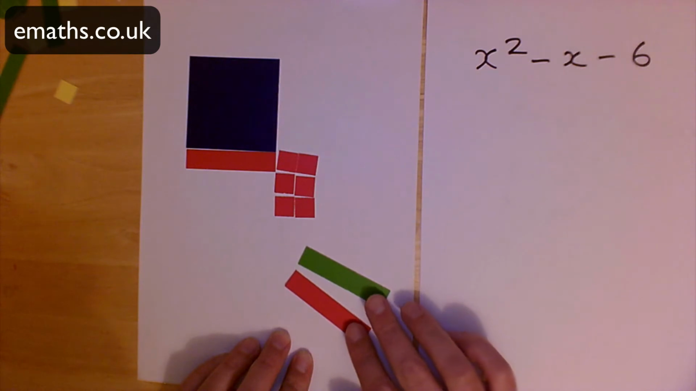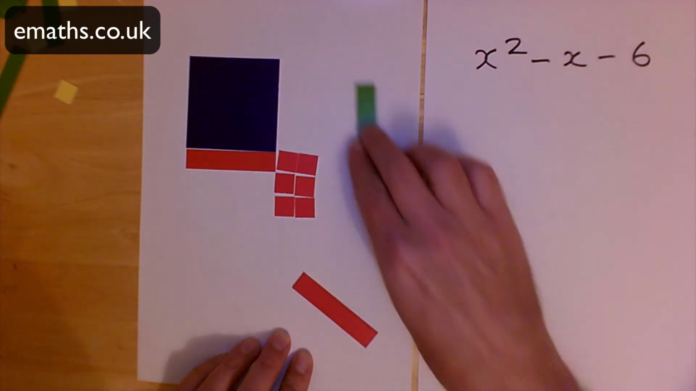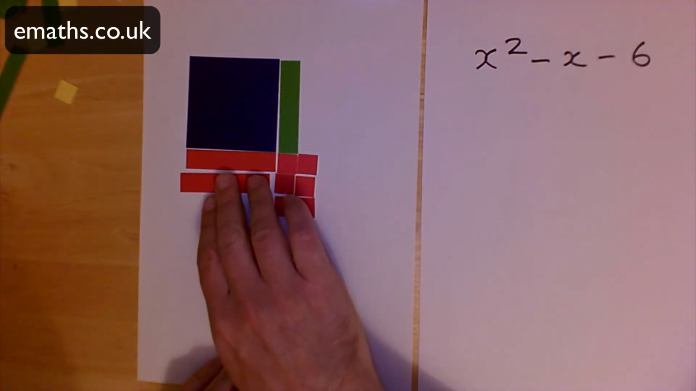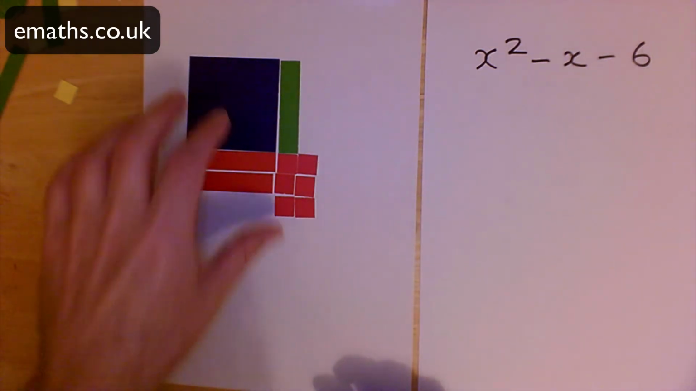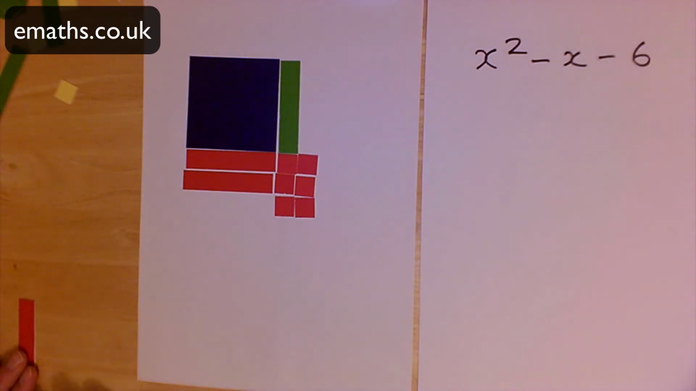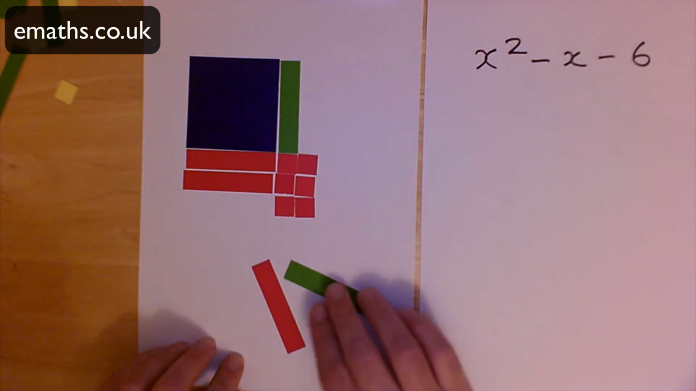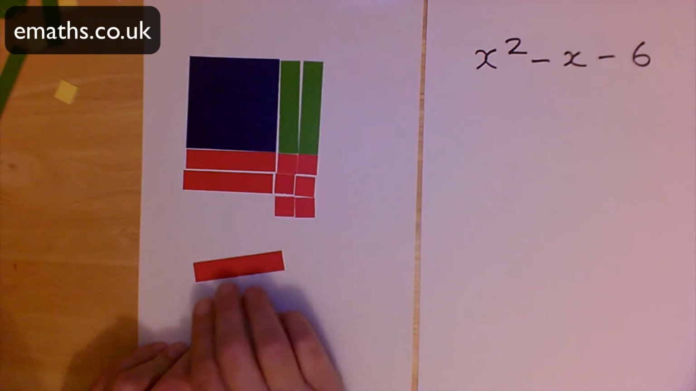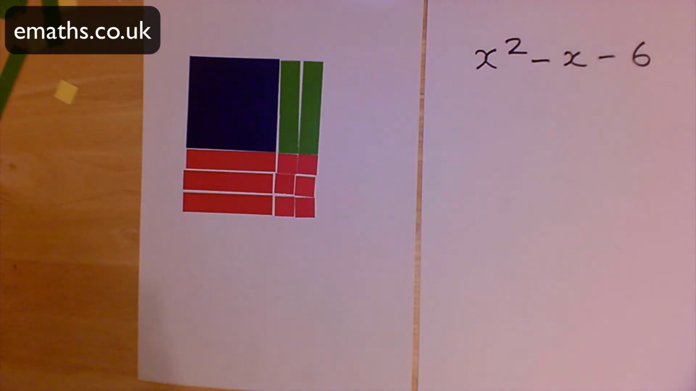Now we have a zero pair here, and clearly adding nothing into a system won't affect it. So I can add in that zero pair to the system. And I haven't changed it. That's still x squared minus x minus 6. I still don't have a perfect rectangle. Let's add in another zero pair. And I can add these zero pairs into here. Now I do have a perfect rectangle.